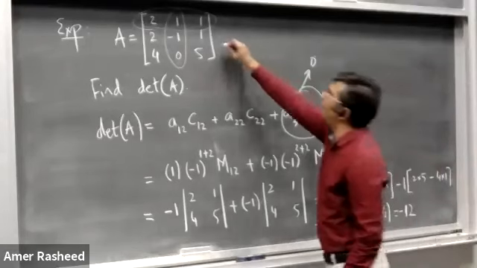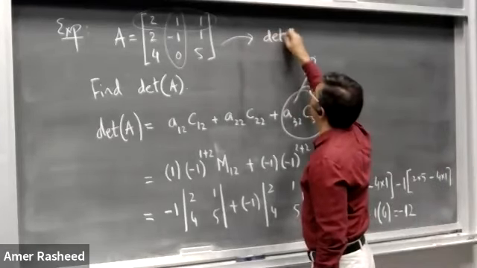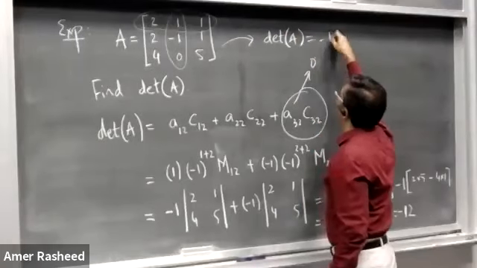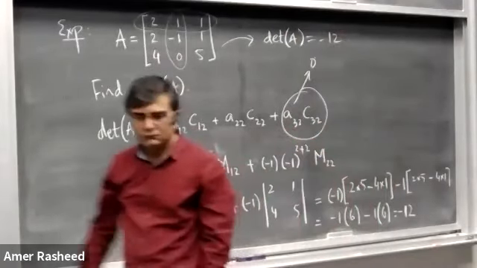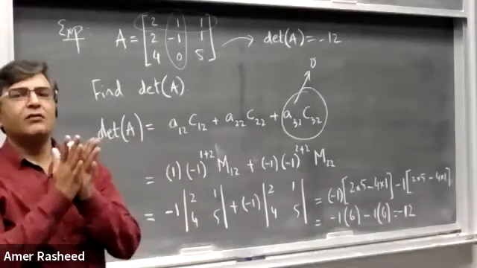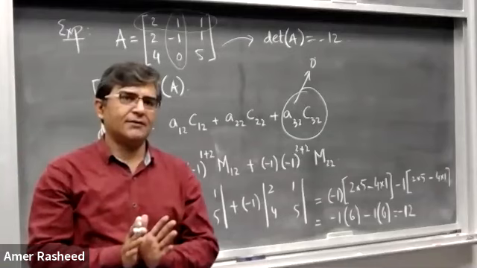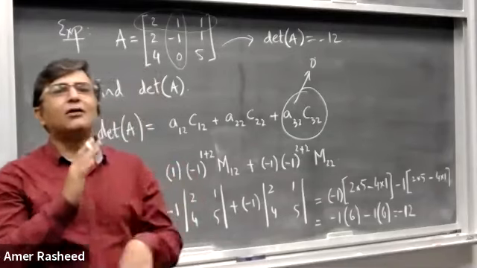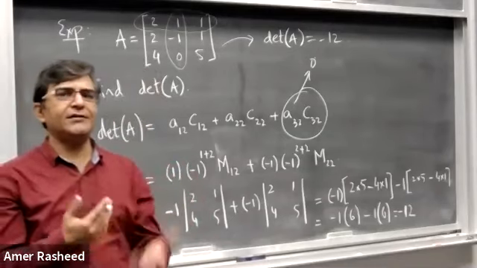So the determinant of this matrix is -12. So it's not 0. It means that there exists an inverse of A. Yes. If it is not 0, then we can find the inverse of that matrix. Okay. Now calculate all the other cofactors.